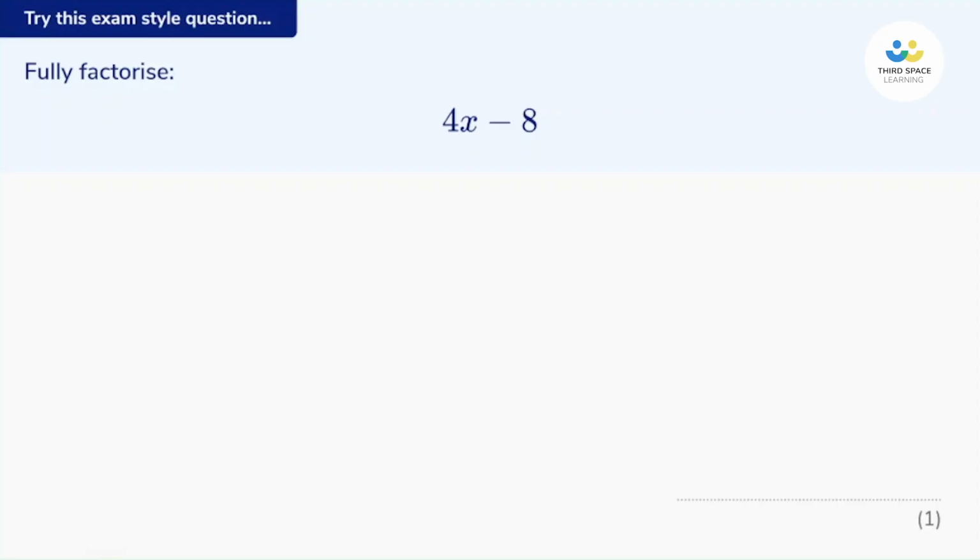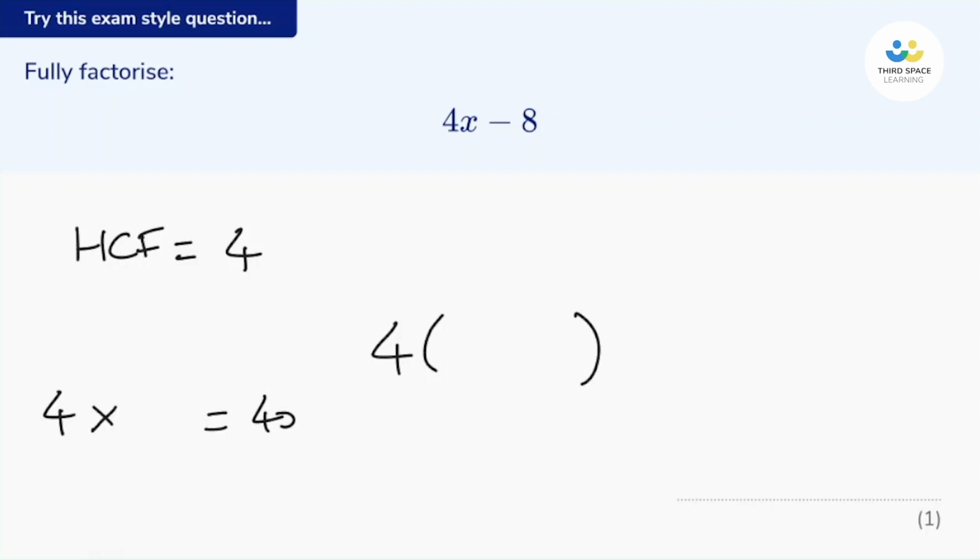So the question says fully factorise 4x subtract 8. So let's start off by working out the highest common factor of both of those terms. Well, that's just 4. So we can write 4 outside of a pair of brackets. Now, to work out what goes in those brackets, we need to think about what 4 can multiply by to give each of those terms. So 4 multiplied by something is 4x. Well, that's just x. 4 multiplied by x is 4x.